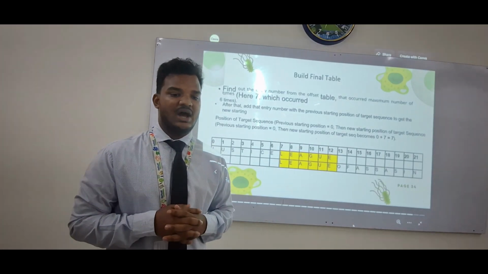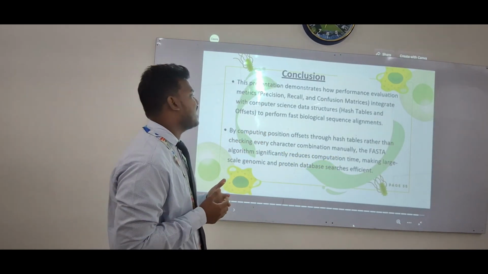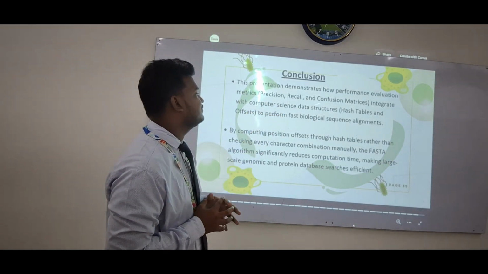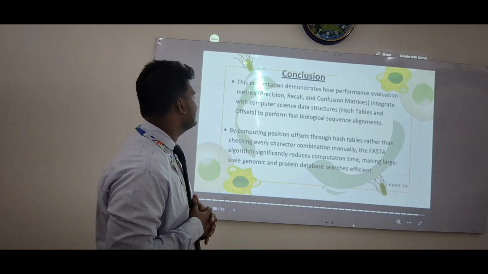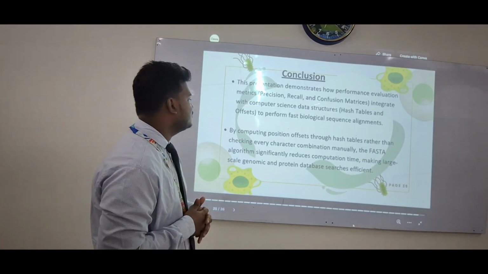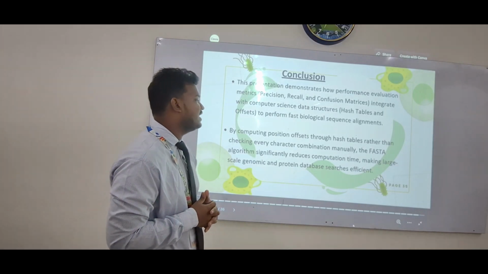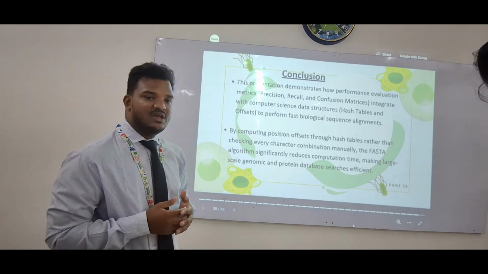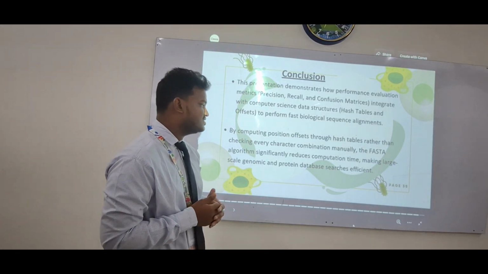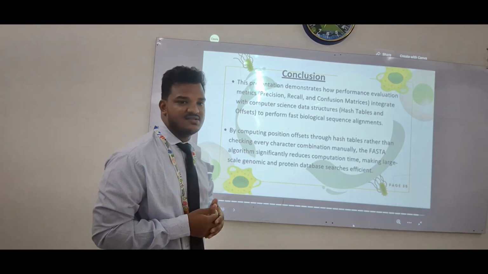To conclude our presentation, next slide please. In the conclusion, this presentation demonstrates how performance evaluation metrics such as precision, recall, and confusion matrices are integrated with computer science data structures such as hash tables and offsets to perform fast biological sequence alignment. By computing position offsets through hash tables rather than checking every character combination manually, the FASTA algorithm significantly reduces computation time, making large-scale genomic and protein database searches efficient.